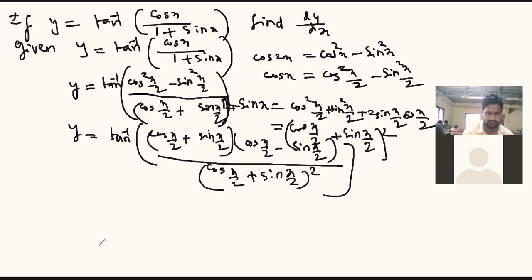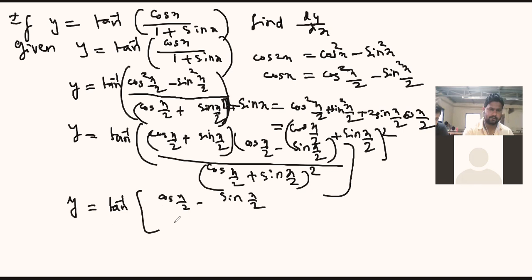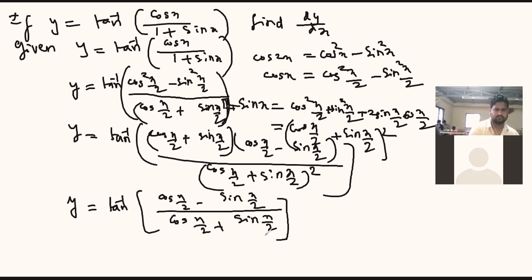Then can you solve now? So cos x by 2 plus sin x by 2 here, and here cos x by 2 plus sin x by 2 bracket square. So one of these cancels. So we get y is equal to tan inverse of cos x by 2 minus sin x by 2 divided by cos x by 2 plus sin x by 2. We get like this. You can take a screenshot.